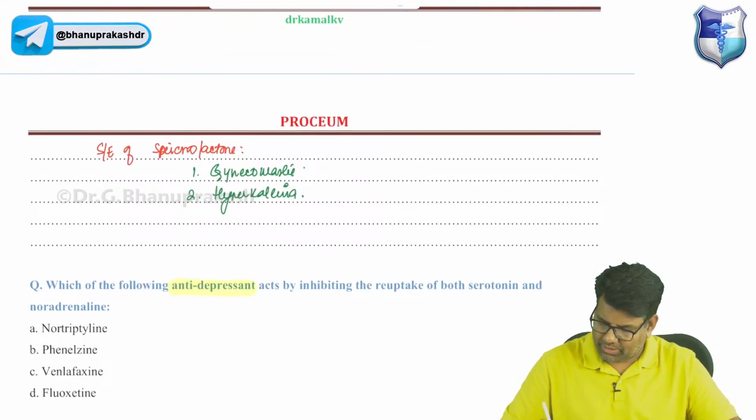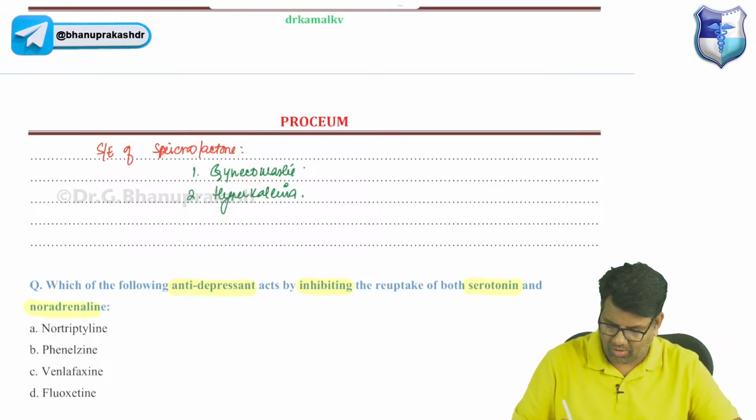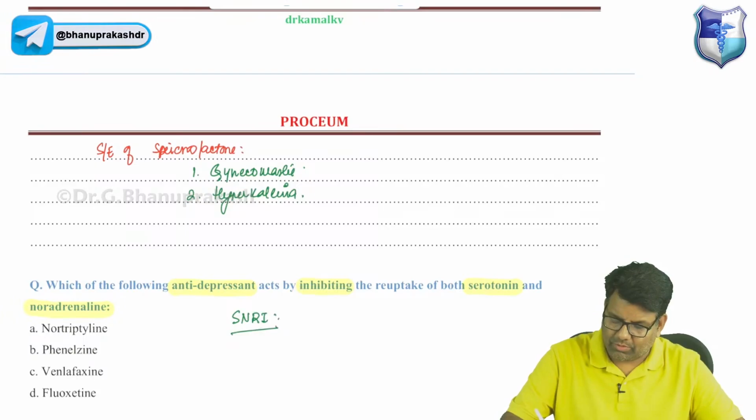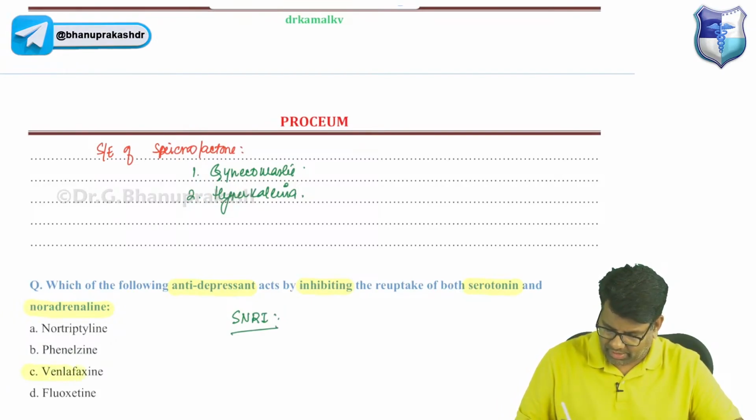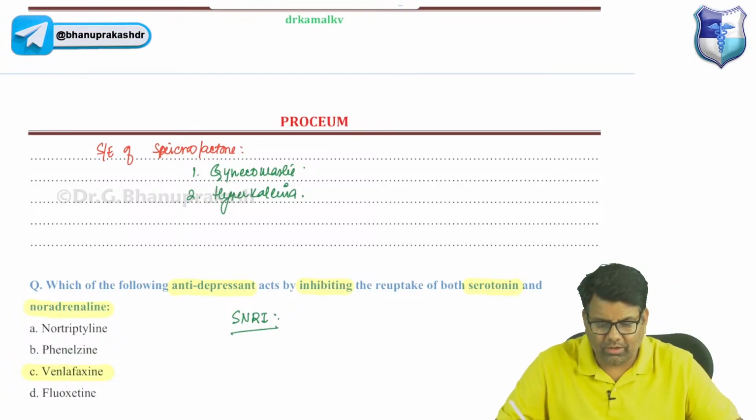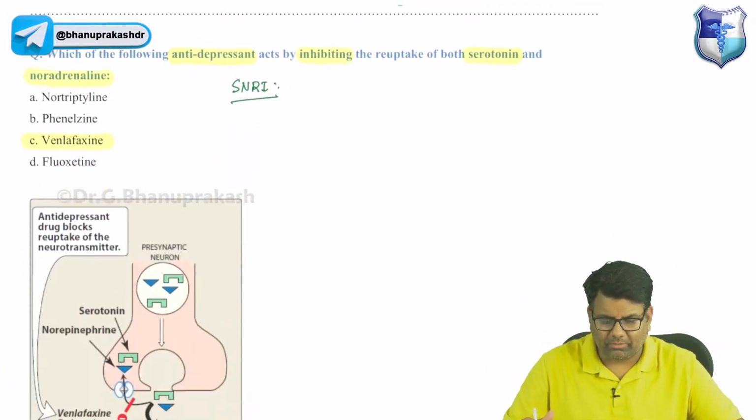Next question. Which antidepressant acts by inhibiting reuptake of both serotonin and noradrenaline? Yes, we are talking about an SNRI drug, a serotonin norepinephrine reuptake inhibitor. This is venlafaxine.